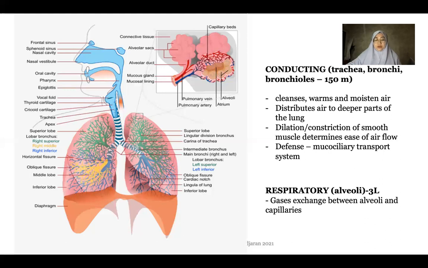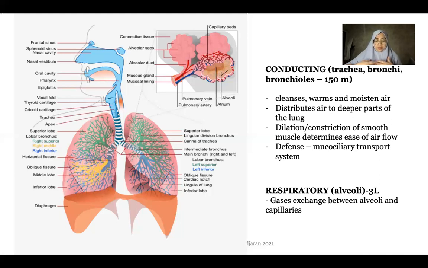The conducting portion is going to cleanse the air through what we call the mucociliary transport system. The mucociliary transport consists of some cells lining the conducting portion, the trachea and the bronchi, which produce mucus that will trap debris. Then there are cells that also have cilia. The cilia will move the mucus that contains the debris and beat it up towards the entryway of the respiratory system. So that's the mucociliary transport system, where the mucus and the cilia work together to remove particulate matter and pathogens.